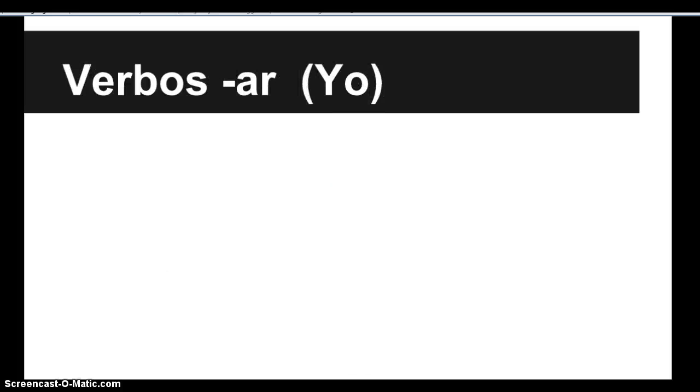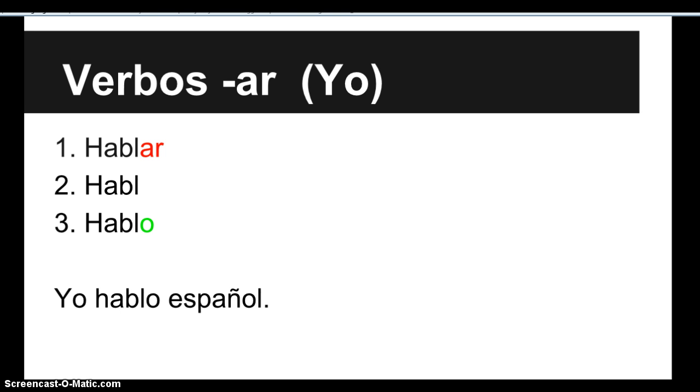So, in order to make a verb in the yo form, to talk about ourselves, here's what we're going to do. We're going to use the verb hablar, and hablar ends in AR, so we know it's a verb. We are going to say adios to the AR ending, adios. So now we have habl. And we're going to add the special ending that's just for verbs in la forma yo. And that ending is O. So if I want to say I speak Spanish, I would say yo hablo español. So that special ending for verbos en la forma yo es O.